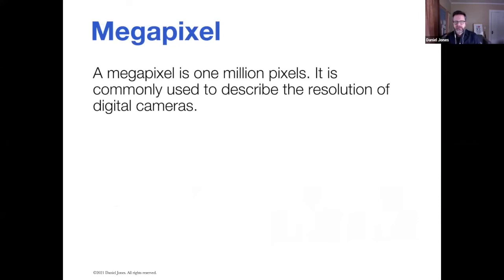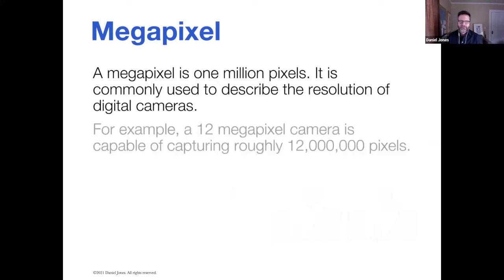Megapixel refers to 1,000,000 pixels. It is commonly used to describe the resolution of digital cameras. For example, a 12 megapixel camera is capable of capturing roughly 12 million pixels in an image. So the higher number of pixels, the higher number of megapixels you've got, the higher quality of the photograph that you've got. And where that comes into play is really when you go to make prints.